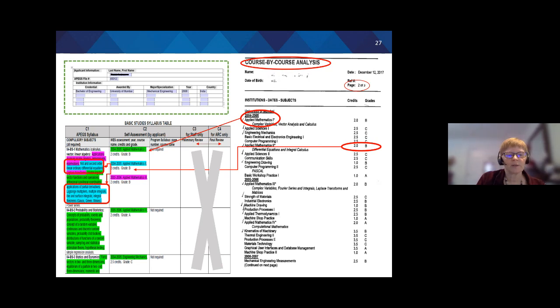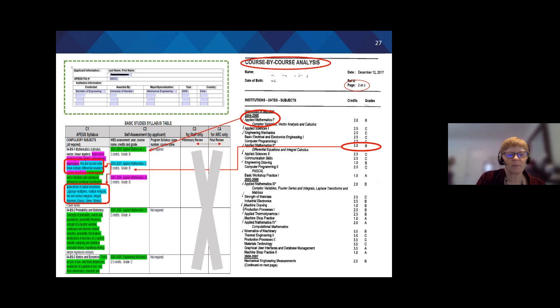So the year, the course name, the credit units, and the grade for all the relevant subjects that you have taken. So in this case, we're looking at the basic studies area, the basic studies table, and the first subject there is mathematics. So there are three different courses listed here that cover various aspects of mathematics, and you need to highlight each course a different color, and then highlight the relevant content in the subject matter for that course.